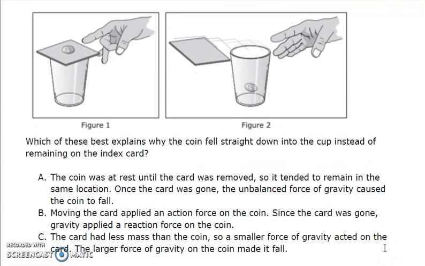A. The coin was at rest until the card was removed, so it tended to remain in the same location. Once the card was gone, the unbalanced force of gravity caused the coin to fall. B. Moving the card applied an action force on the coin. Since the card was gone, gravity applied a reaction force on the coin. C. The card had less mass than the coin, so a smaller force of gravity acted on the card. The larger force of gravity on the coin made it fall.